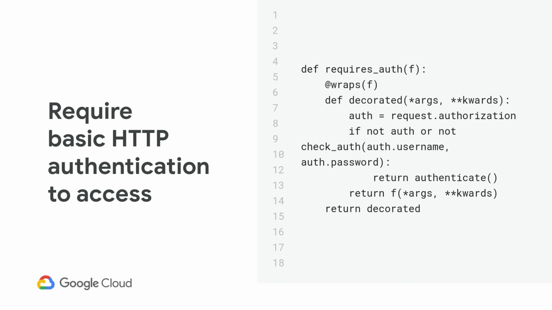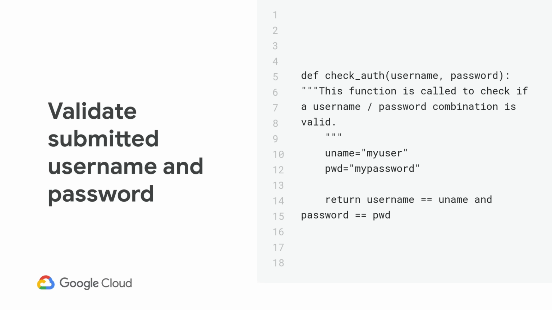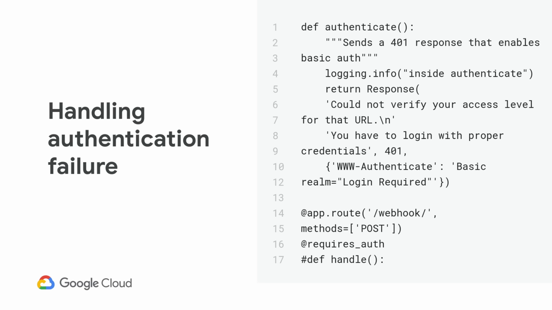So a quick recap of some things we just did. We added HTTP basic authentication to our webhook to prevent unauthorized access. And so this ensures that unauthorized callers can't call our webhook. And in the webhook code, we implemented Flask's security framework for HTTP basic authentication. So this requires auth method requires authentication to access our app. And we had a check auth method, which validates the submitted username and password. So these username and password values in this code snippet are what we used in the Dialogflow console. And then the authenticate method sends a 401 response if authentication fails.